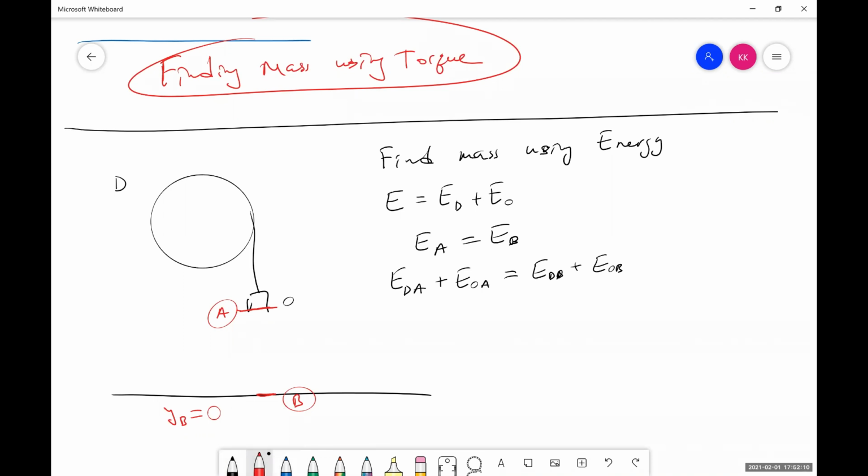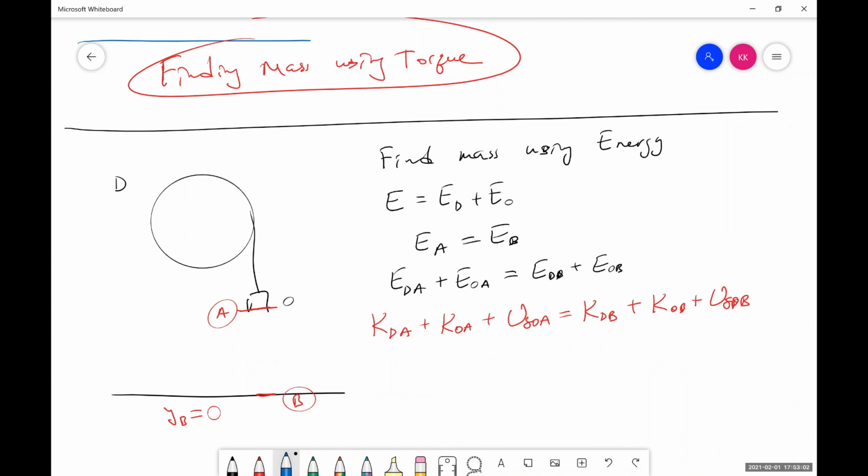At point A, we have kinetic energy of the disk at point A plus kinetic energy of the object at point A plus gravitational potential energy of the object at point A. Because my disk never really changes its position, I can completely ignore its potential energy. This is equal to kinetic energy of the disk at point B plus kinetic energy of the object at point B plus gravitational potential energy of the object at point B. The sum of the different types of energies at position A equals the sum of all the energies at position B. That means this is conservation of energy.